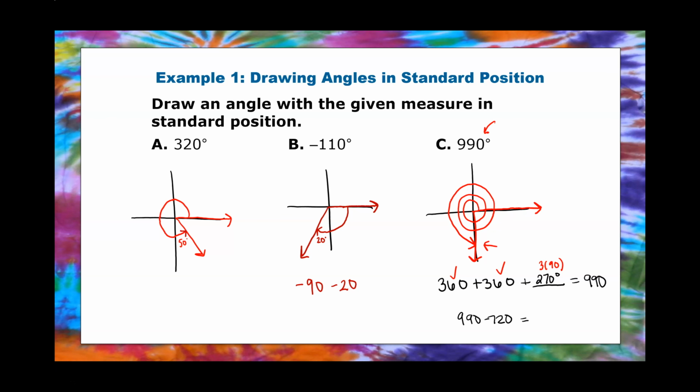There are an infinite number of coterminal angles. Sometimes they'll ask you for 2, sometimes 1. Just know that there's an infinite number.